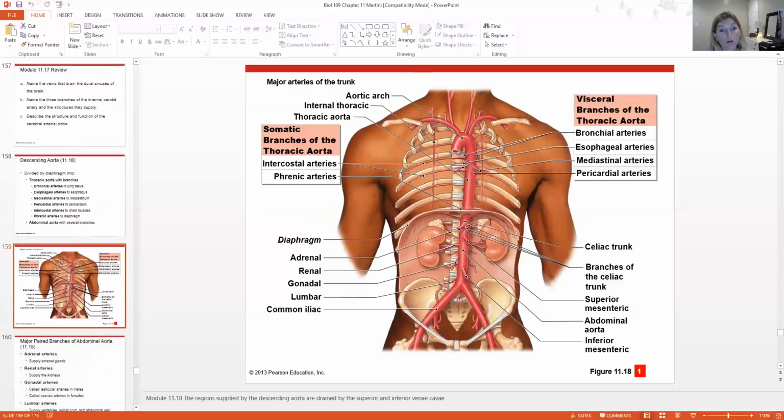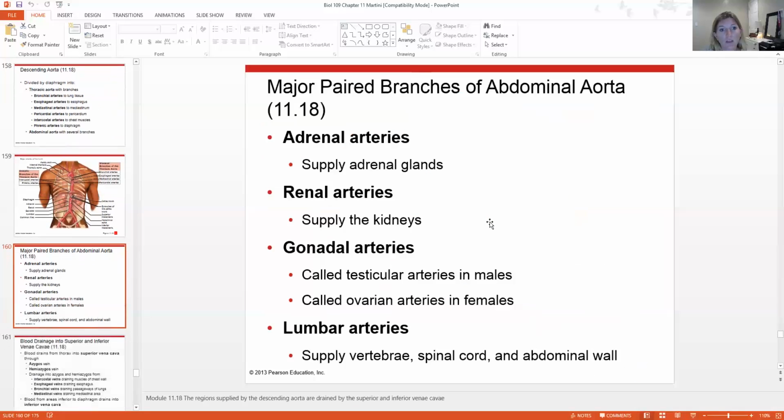And then the abdominal aorta with its branches. The abdominal aorta has the adrenal arteries, the renal arteries, the gonadal arteries, the lumbar arteries. Again, which of these is not off of the abdominal aorta? The adrenal, the renal, the gonadal, or the brachiocephalic, right? You should be able to tell by those names where they are relative to body position.